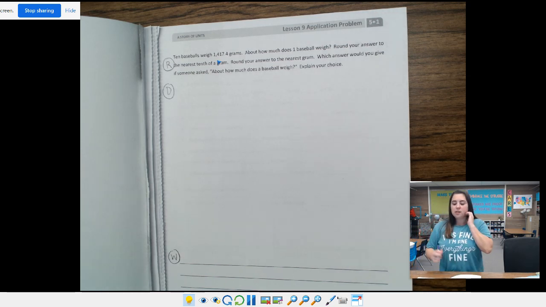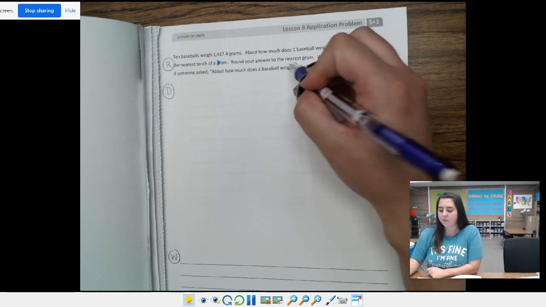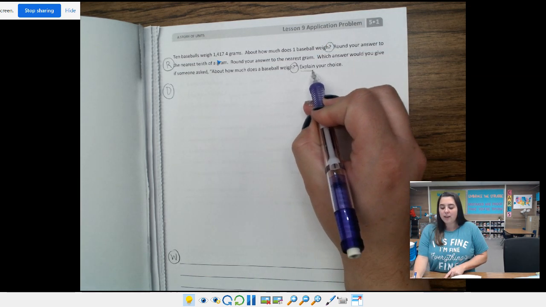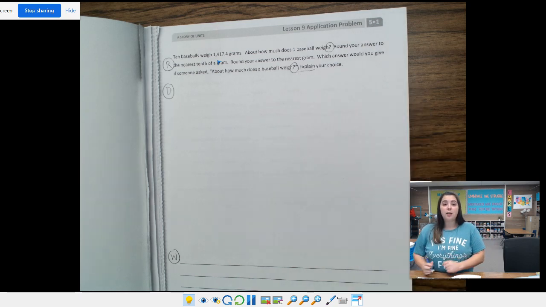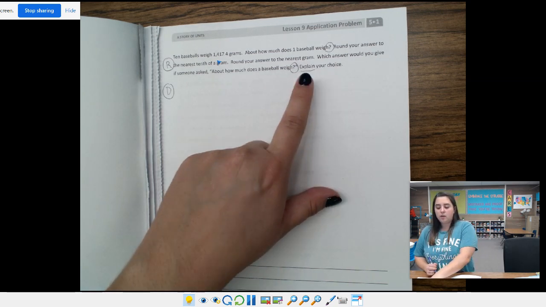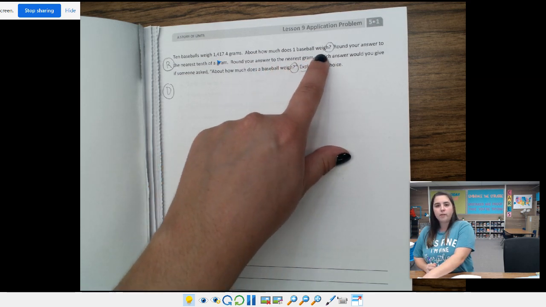Okay, so first, circle the question marks for me. Where do you see them? I found one here, and I see another one here. And I'm also going to underline the word explain because it's not a question mark, but it is telling me to do something. It's an action. So there are 2 questions we need to answer, and then we're going to have to explain one of our answers. So the first question mark says, about how much does one baseball weigh?